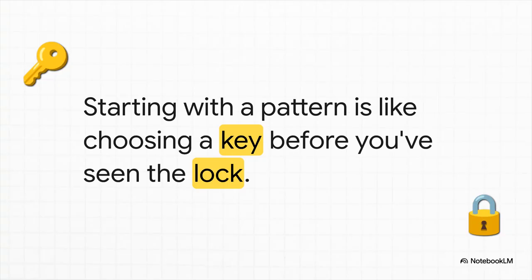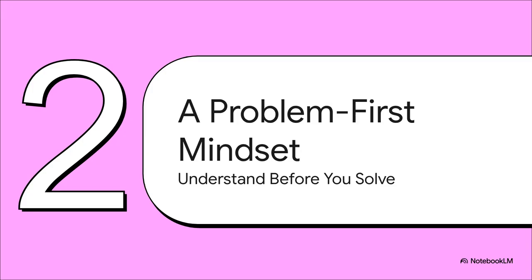I love this metaphor because it's just so perfect. Imagine you have this huge ring full of keys. If you just grab one before you've even walked up to the door and looked at the lock, what are you doing? You're just guessing. You might get lucky, sure, but you're way more likely to waste a bunch of time or, worse, break the key off in the lock. It's the exact same thing with code. So, the big question is, how do we get out of this trap?